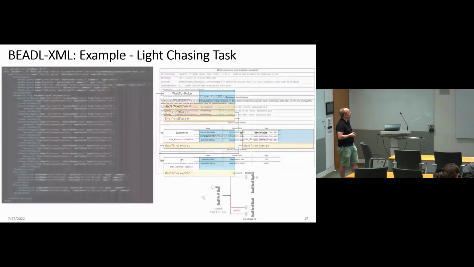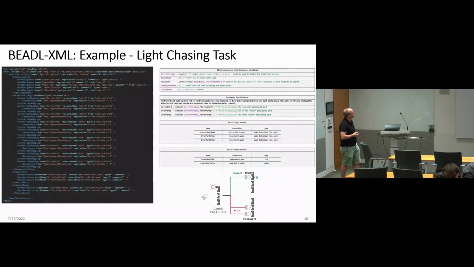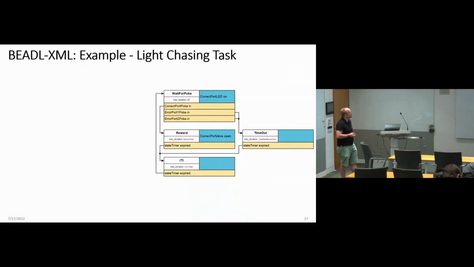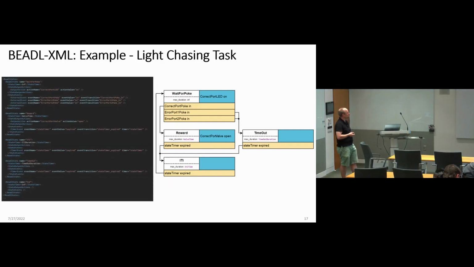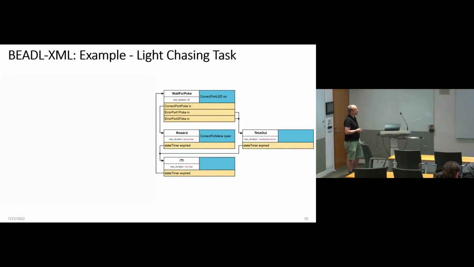In the beginning, we actually also have to say which is the start state. So I forgot about that. We start with wait for poke, and once we reach the ITI in this kind of drawing, we jump back to the wait for poke state. But in the BEADL representation, the XML representation, we have to define also 1 end state. That comes additional to it, but this will be automatically generated in the BEADL editor.